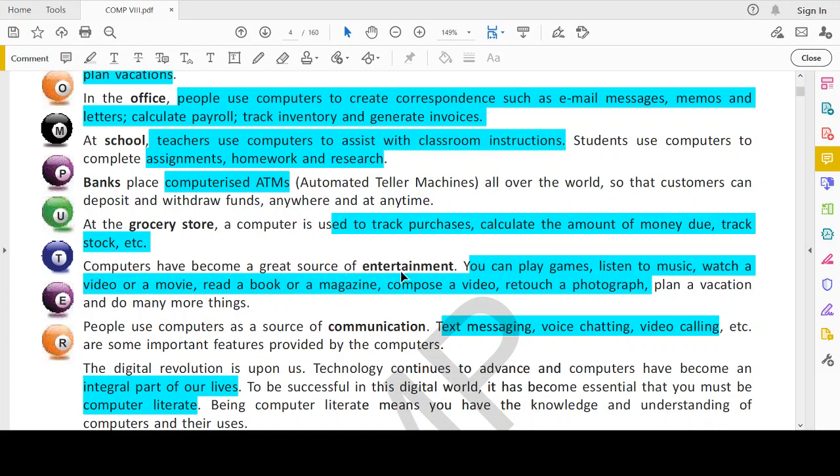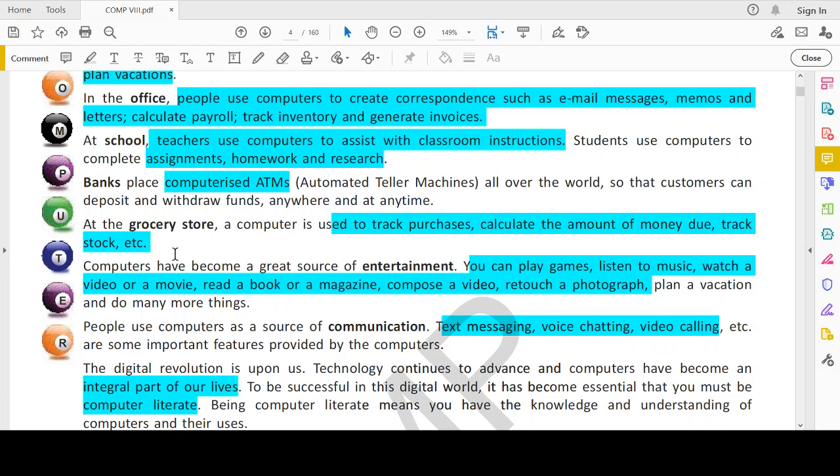Computers for entertainment: for playing games, for listening to music, for watching videos, movies, reading a book, magazine, composing a video, retouching a photograph, planning a vacation, like this. So you can use your computer for entertainment, like this.